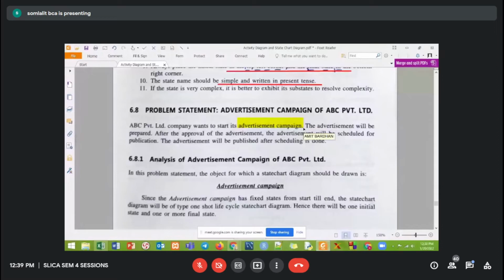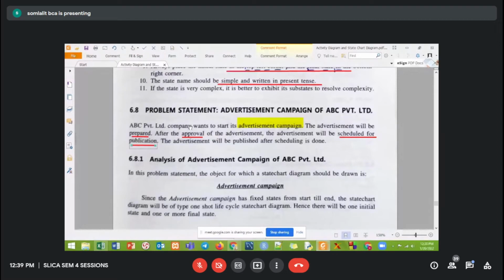So I'm getting some keywords: prepared. Once prepared, I need to take the approval for the advertisement. Okay, once it is approved, then the advertisement will be scheduled for the publication. So basic job that's been done over here is publication. So preparing, taking the approval, publishing it. Okay, and the advertisement will be published after the scheduling is done. Scheduling हो जाता है. The scheduling is done. So prepared, approval, scheduling, and finally it is published. So this is the process.